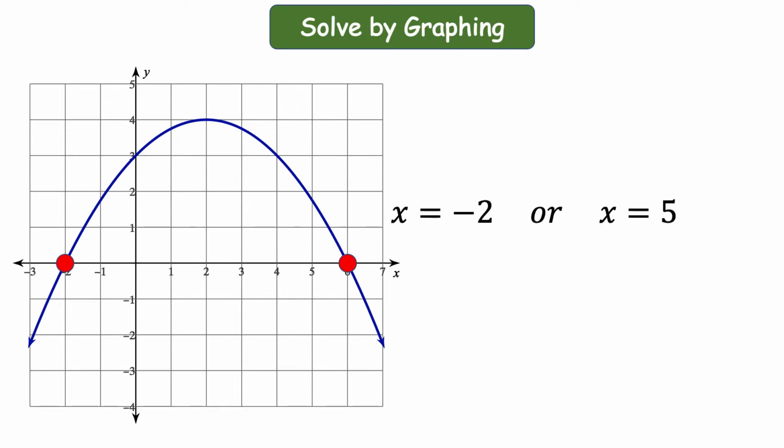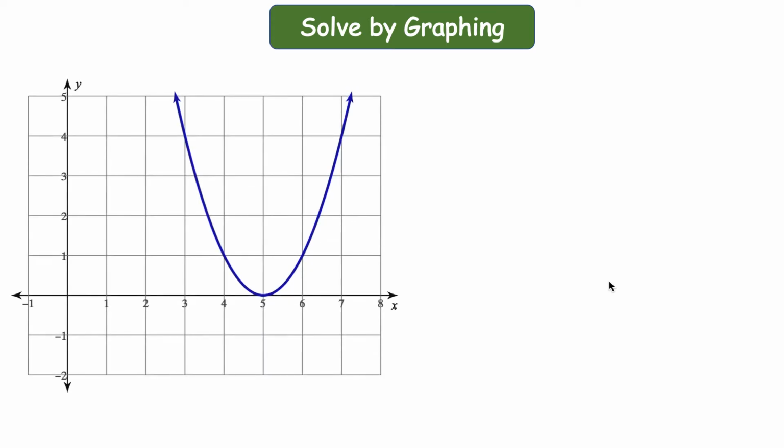Whatever quadratic this came from, whoops, that's a typo. x equals negative 2, x equals, this should be a 6. That's not a 5. Whoopsie, I've got to fix that. Anyways, next one, solve by graphing.